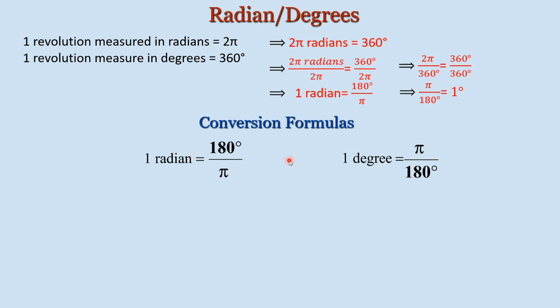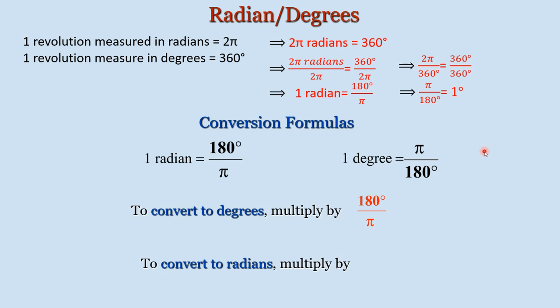So these are called the conversion formulas. These are the conversion factors. If we want to convert radians to degrees, we multiply by 180 over pi, because 1 radian equals 180 over pi. If I want to change from degrees to radians, I multiply by pi over 180, because 1 degree is pi over 180. So to convert to degrees, we multiply by 180 over pi. To convert degrees to radians, we multiply by pi over 180.